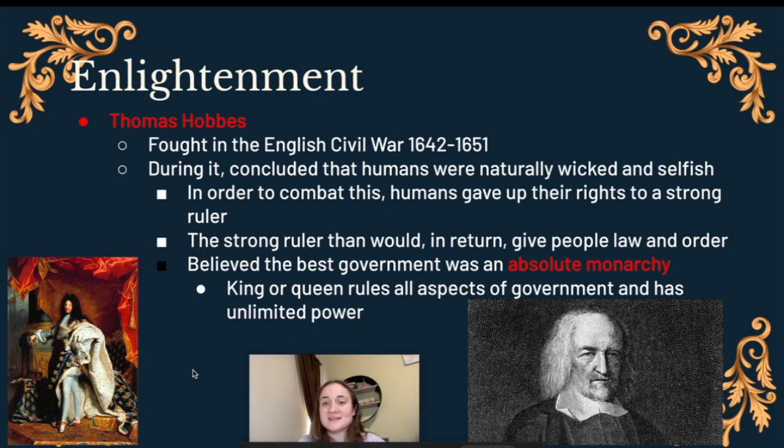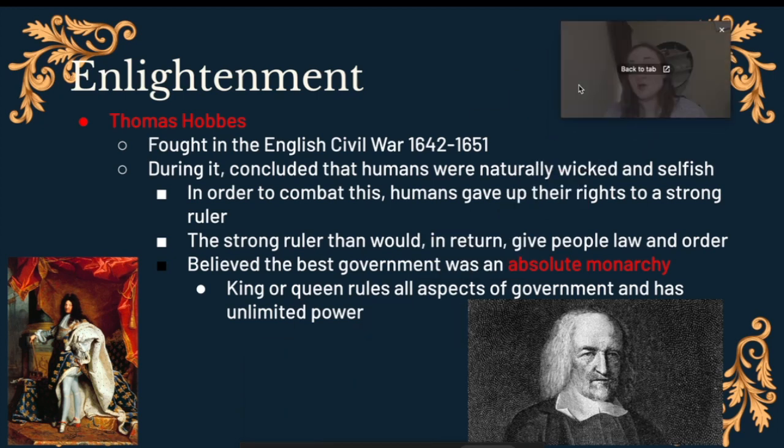He also believed that the best government was something called an absolute monarchy. Now, this is when a king or queen rules a country and they rule all the aspects of government and they have unlimited power. Okay, so no one's there to tell them no, pretty much.